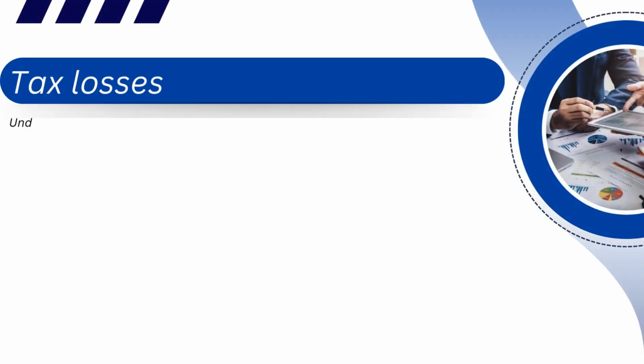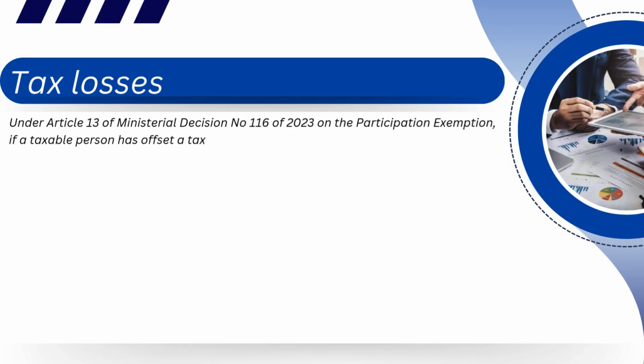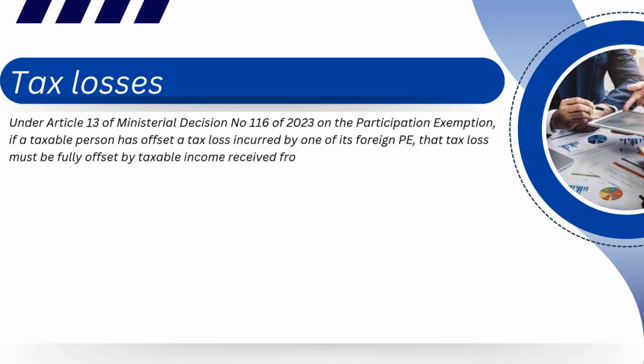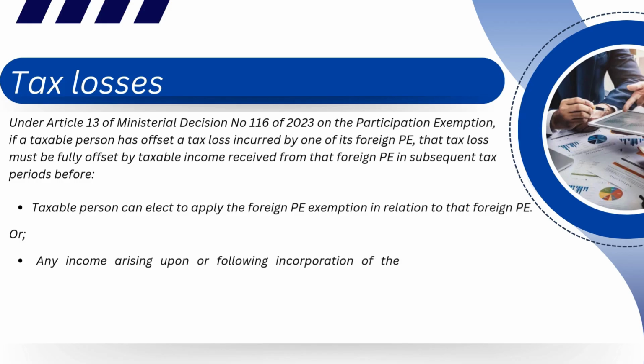Tax losses. Under Article 13 of Ministerial Decision No. 116 of 2023 on the participation exemption, if a taxable person has offset a tax loss incurred by one of its foreign PEs, that tax loss must be fully offset by taxable income received from that foreign PE in subsequent tax periods before the taxable person can elect to apply the foreign PE exemption in relation to that foreign PE, or any income arising upon or following incorporation of the foreign PE can benefit from the participation exemption.